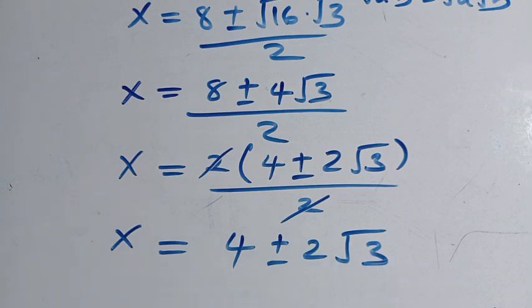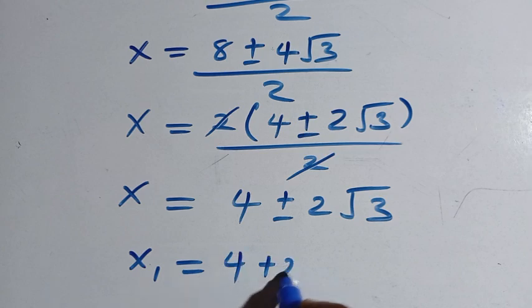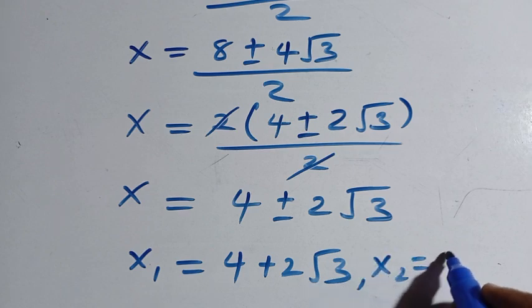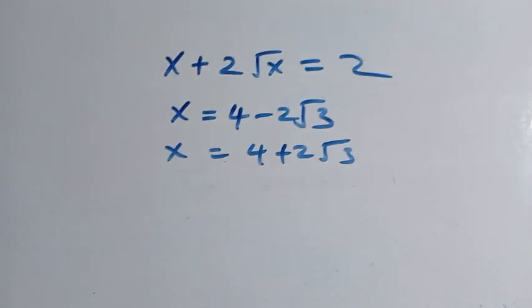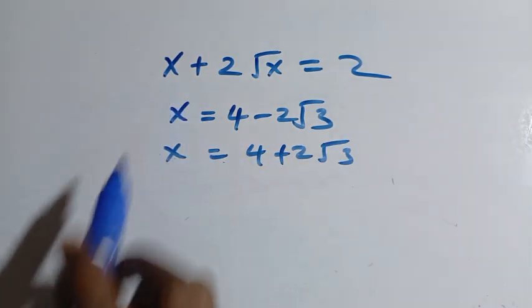So this is what we get for this question, as we have 2 answers here. We have our x1, which equals 4 plus 2 root 3, and we also have our x2, which equals 4 minus 2 root 3. So there are 2 answers, and we have to consider which of these satisfy, or if both of them satisfy these equations. So let's check for the first one here, and we try to insert it in this.